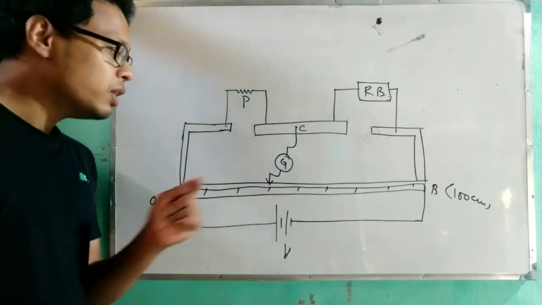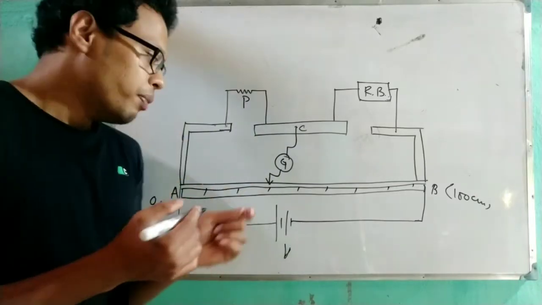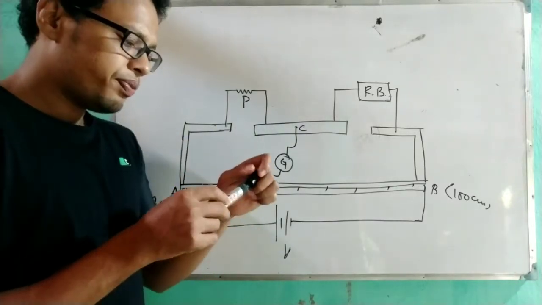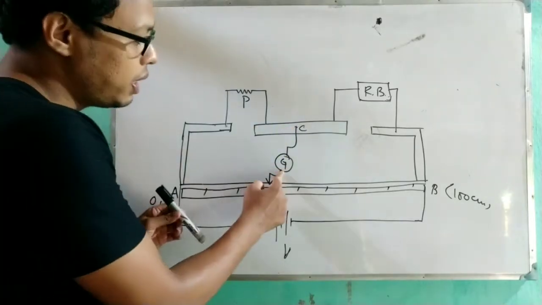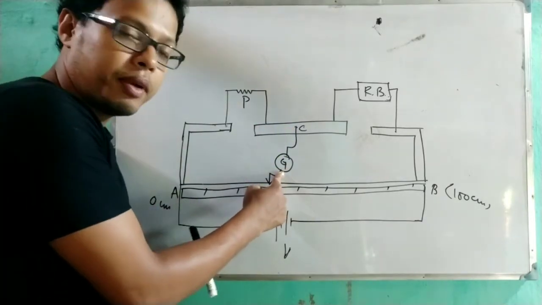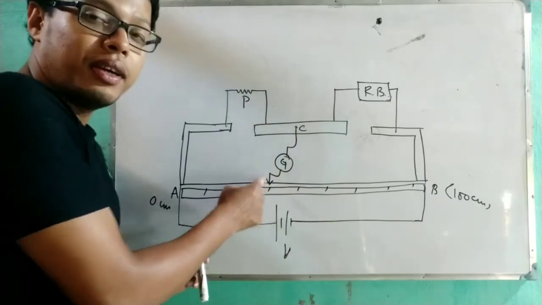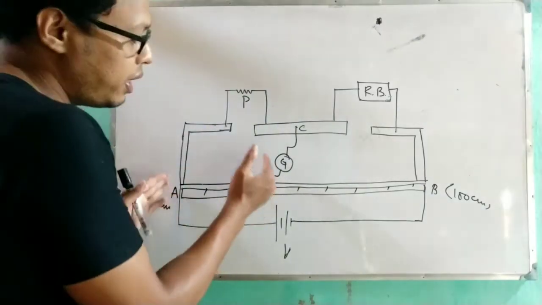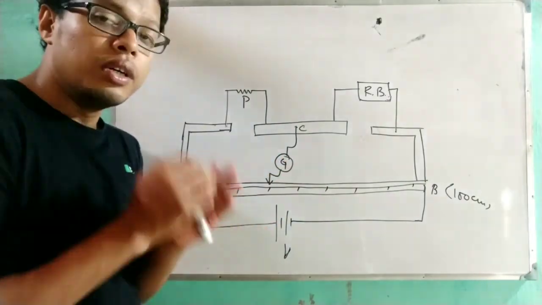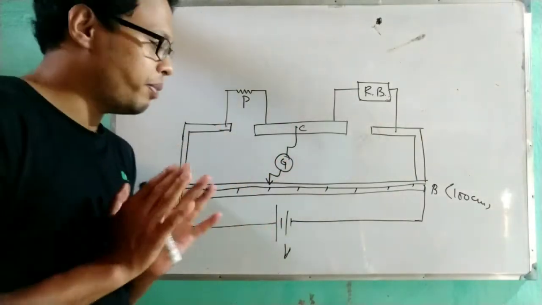What is a jockey? A jockey is a metallic rod, suppose this is the jockey, this is a metallic rod, and one point you have to connect to one terminal of the galvanometer, and another terminal is used to find the length. Length means the length at which we will get the null point. What is the null point? I am coming to that.